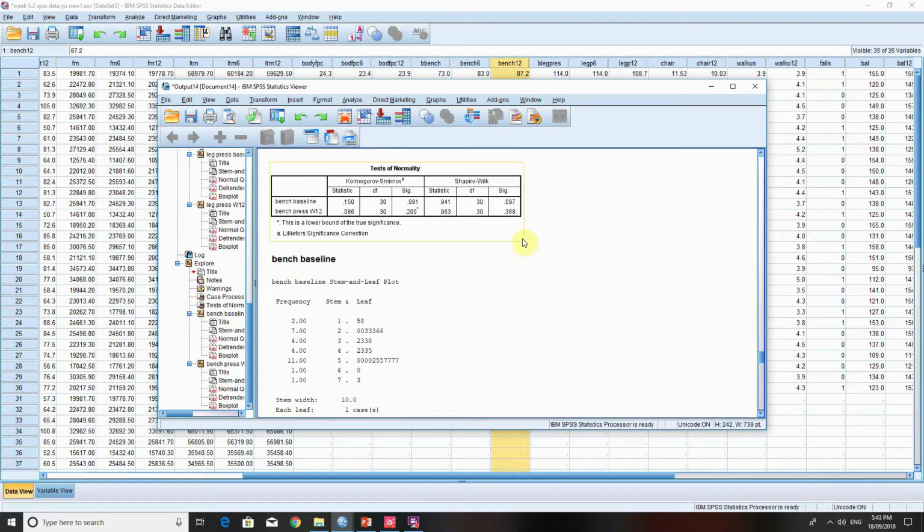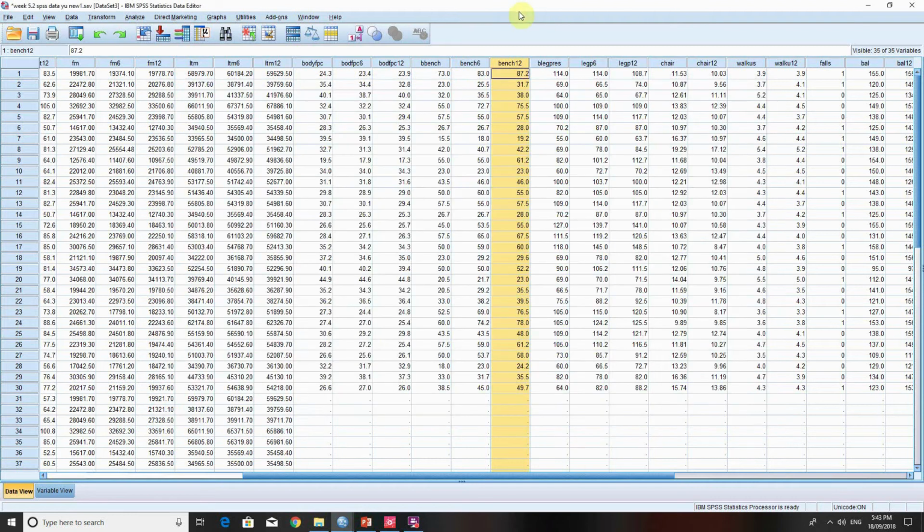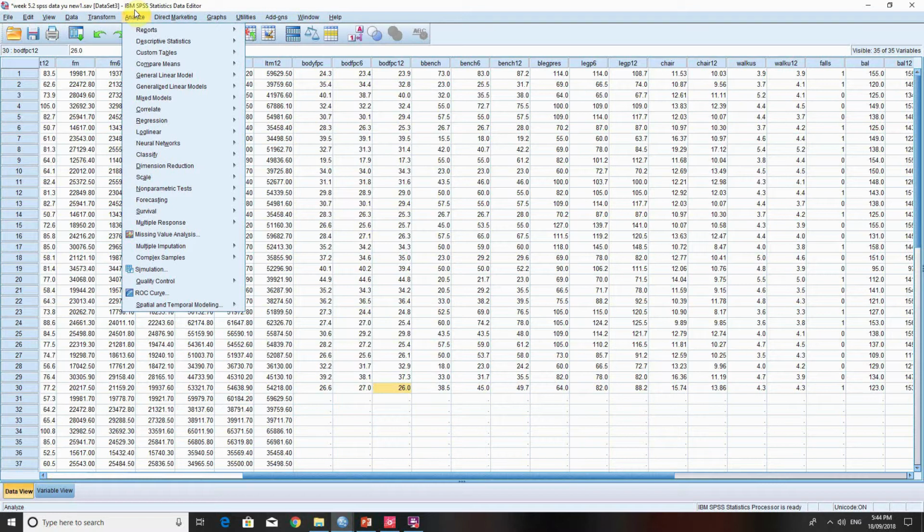So as I can see here, bench press baseline and bench press week 12 are both giving me Shapiro-Wilk values greater than 0.05, so my data is normally distributed. So for the sake of this test, I will now use the bench press baseline and the bench press week 12 scores. Remember, there is no non-parametric version of the ANCOVA that you need to know. So if you're asked to do an ANCOVA, your data is most likely going to be normal, and if it isn't, we will tell you that you can assume your data is normally distributed.